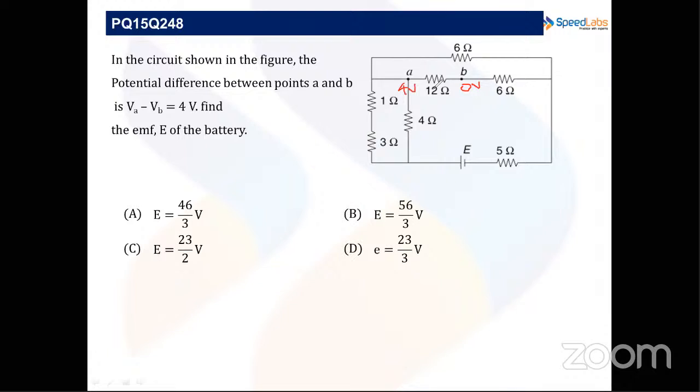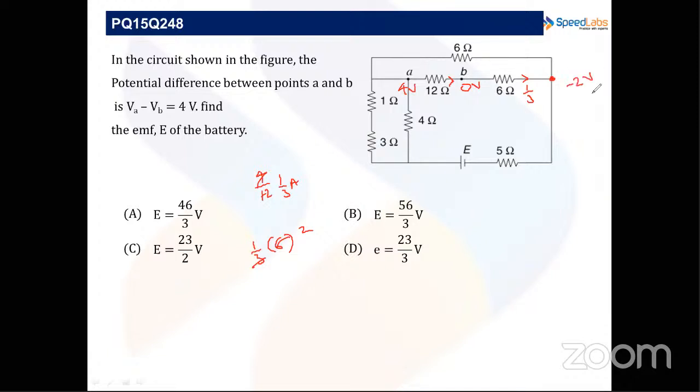Now, first, a 4 volt potential difference is given across the 12 ohm, so current will flow in this direction. How much current will flow? V by R. V is 4, R is 12, so 1 by 3 ampere current will be flowing. 1 by 3 ampere current will flow in the 6 ohm also. And what is the potential difference across this? Again IR. I is 1 by 3, R is 6, so it is 2 volt. So 2 volt further potential will drop, so the potential of this point is minus 2 volt.